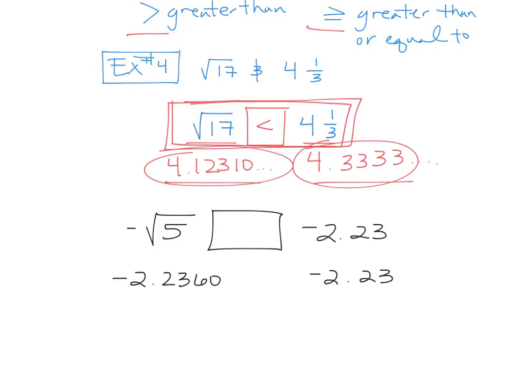So as a negative, is this one bigger than this one, or this one bigger than this one? Are they equal? Are they exactly the same? This one's got that 6, 0 on it, right? So they are different, so they're not equal to. Which one is bigger? So square root of negative 5.